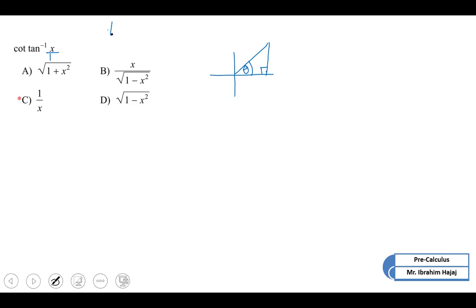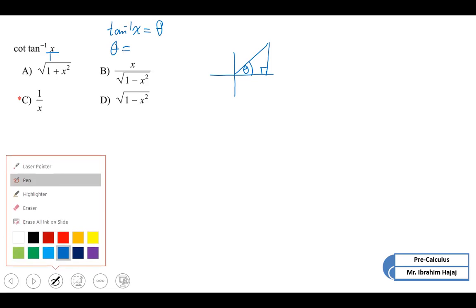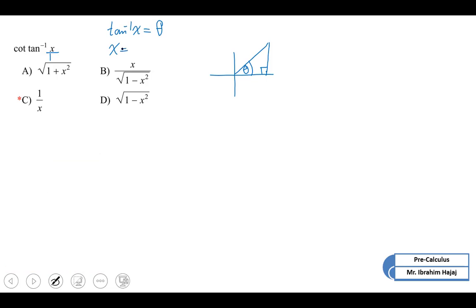Because we're going to let tan inverse of x be equal to theta. So we can say x is equal to tan theta, and here x over 1. So tan is opposite over adjacent. So opposite is x and adjacent is 1. So you can find simply the hypotenuse in this right triangle is going to be the square root of x squared plus 1.